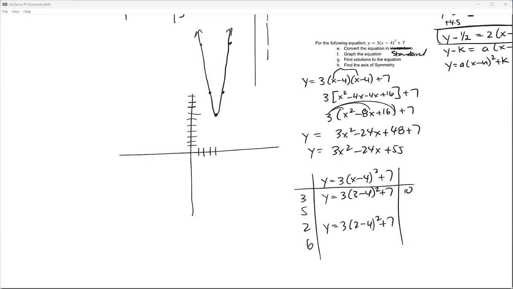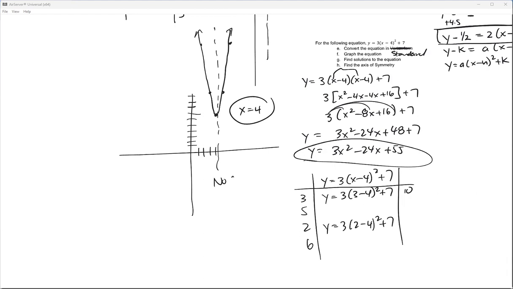And remember, if it does hit the x-axis, you need to factor or you need to do the quadratic formula to find that, right? And then the axis of symmetry is what? X equals 4. Okay. Standard form. Make sure you put no solution.